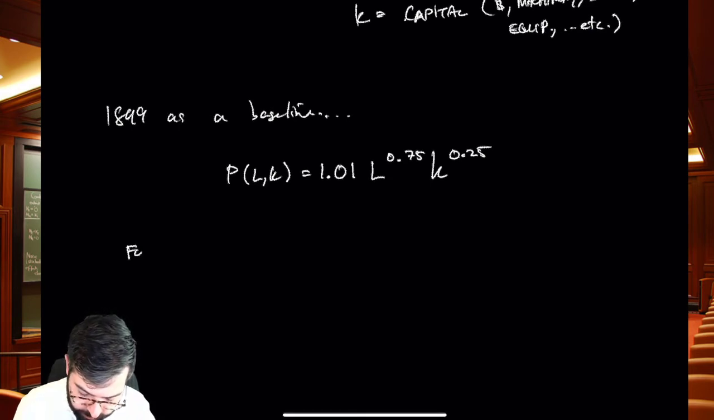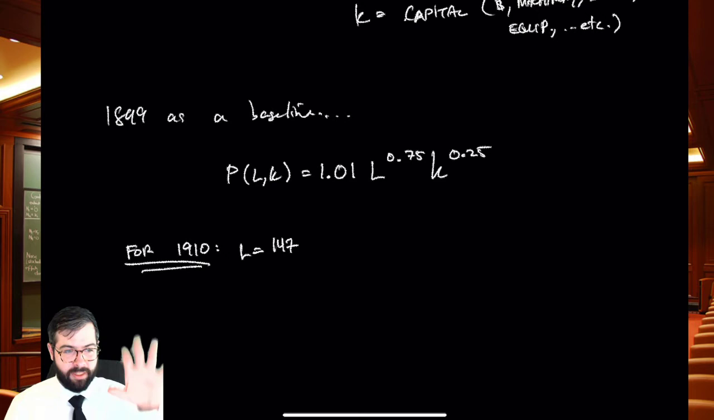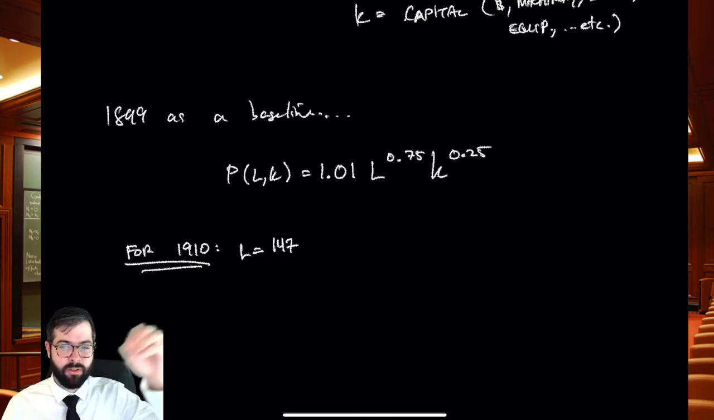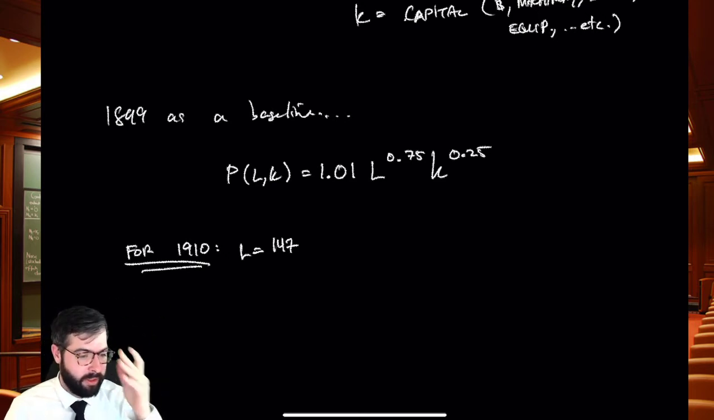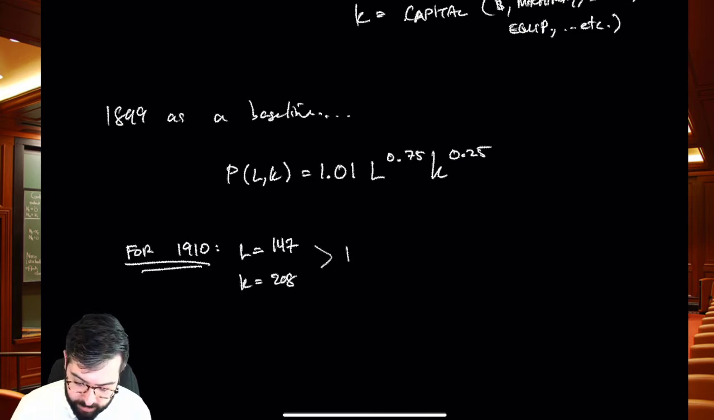If we look at 1910, this was the data. We saw that the labor was 147. Again, this was indexed from the year 1899, so it's like 47% bigger, you could say, than the year 1899. And we knew the capital was 208. And so to find the value of production using this model, we'd look at P of 147, 208.